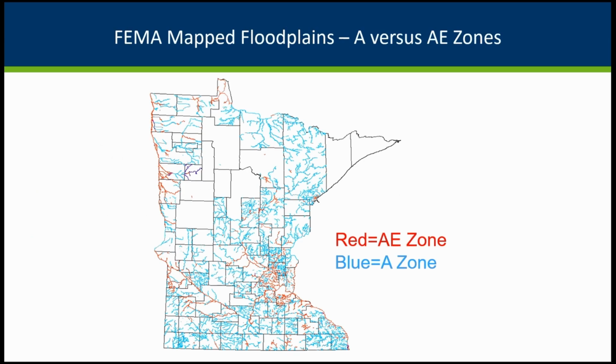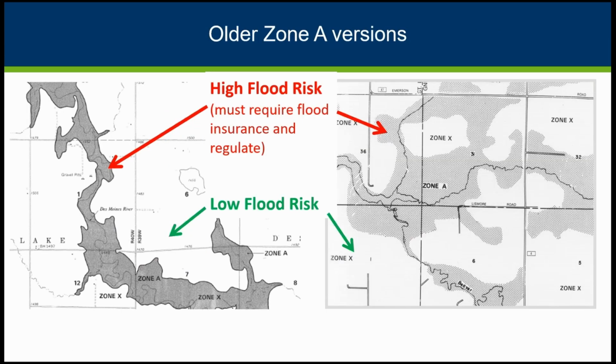As you can see on this map, the blue lines are all the zone As around the state. So the vast majority of the floodplains around the state are blue lines. The red lines are zone AE areas. Those are generally concentrated on major streams or highly developed areas like the Twin Cities or Rochester. Older zone As looked like this.